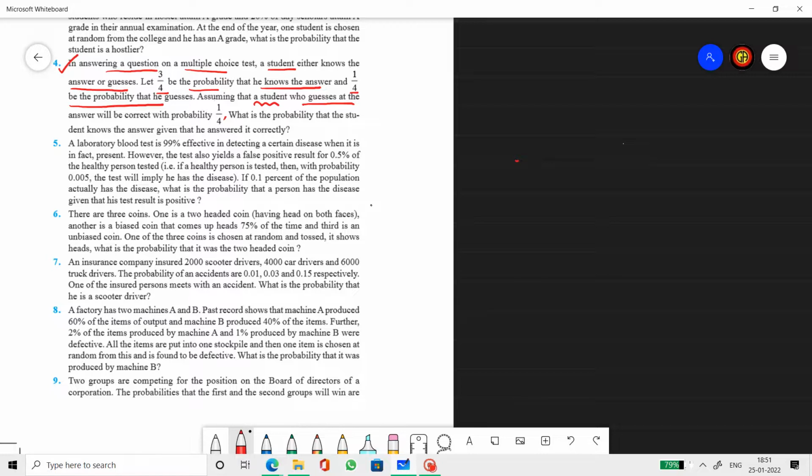Because it's an MCQ, MCQs normally have 4 choices. So 1 out of 4 choices would be right. So guessing and getting it right is 1 by 4. What is the probability that the student knows the answer? So let's do this first and then we go to the other. Oh no, what is the probability the student knows the answer given he has answered correctly? Now, let E1 be the event that he knows the answer.